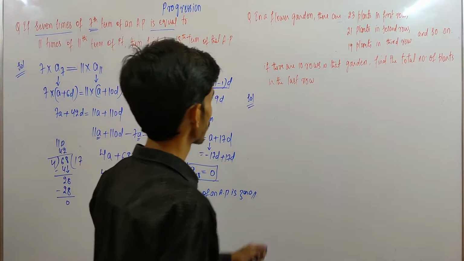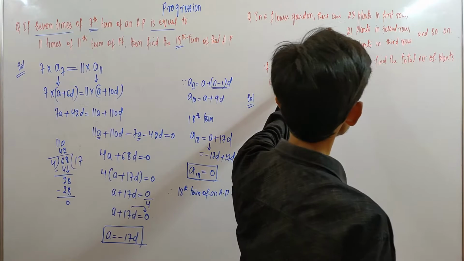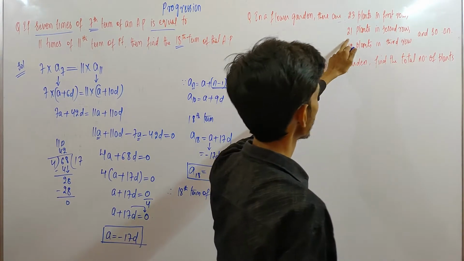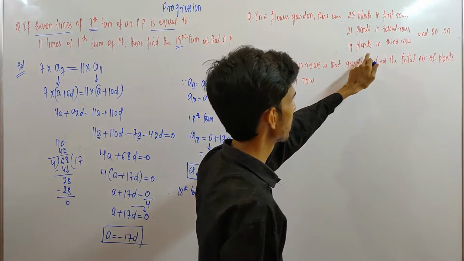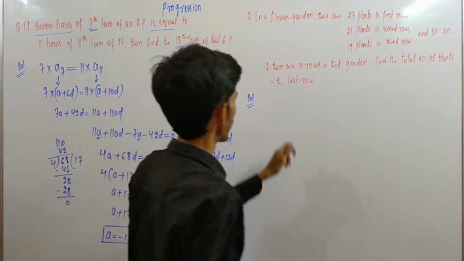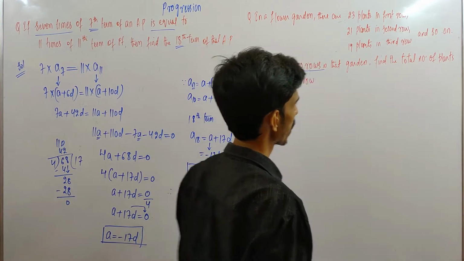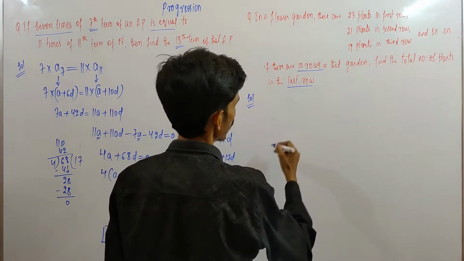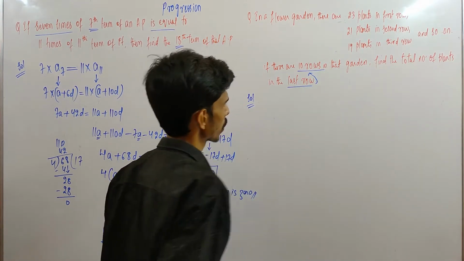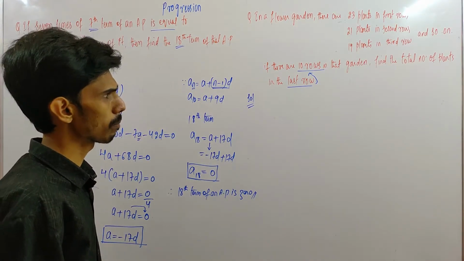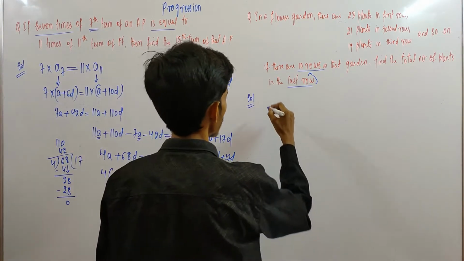Now let us solve the second question. In a flower garden, there are 23 plants in the first row, 21 plants in second row, 19 plants in third row, and so on. If there are 10 such rows in that garden, find the total number of plants in the last row. Last row is 10th row only, so we have to calculate the plants in 10th row.